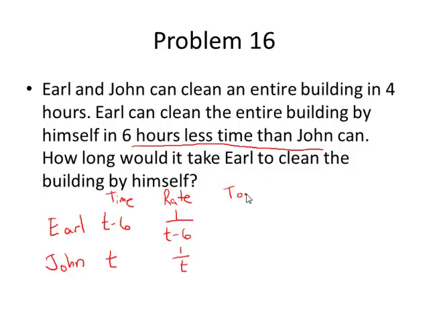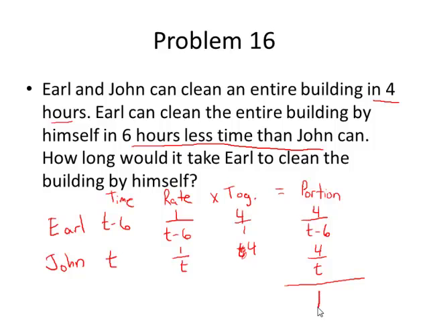For the time together, in this problem, we're given that value. They can do this in 4 hours, so the time together will be 4. And again, if we multiply the rate times the time together, we'll get the portion of the job completed by each person. 1 over t minus 6 times 4 is 4 over t minus 6. If you're not sure where that came from, remember that we can treat the 4 as if it's 4 over 1. I'm not sure why I wrote t here. That's a 4. 1 over t times 4 for John is 4 over t. And again, the portion completed by each person has to add up to equal 1.